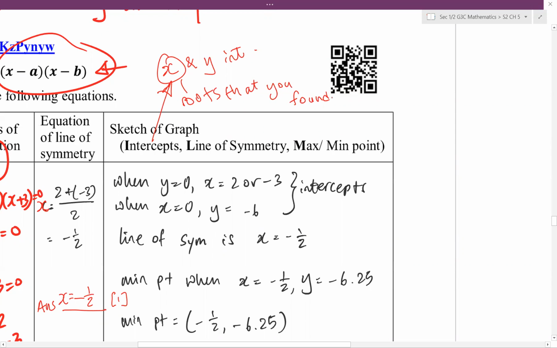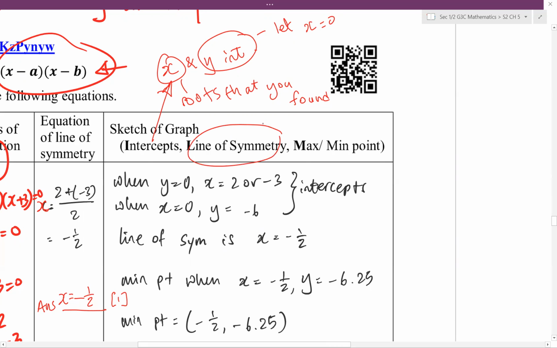The y-intercept, just like your straight lines, y equals mx plus c. To find the y-intercept, you let x be equal to 0. Because your y-axis has an equation of x equals 0. So in this case, let x be equal to 0, and your calculation will tell you what the y value should be. We covered this in the previous lesson also. Okay, so that is the point about intercepts.